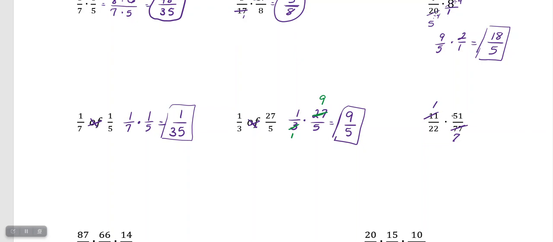So I'm going to then multiply 1 times 51, 51, and 22 times 7, and I'm going to get 154. So 7 times 2 is 14, carry my 1, 7 times 2 is 14, plus 1 is 15. Okay, so I have 51 over 154, and it doesn't reduce.